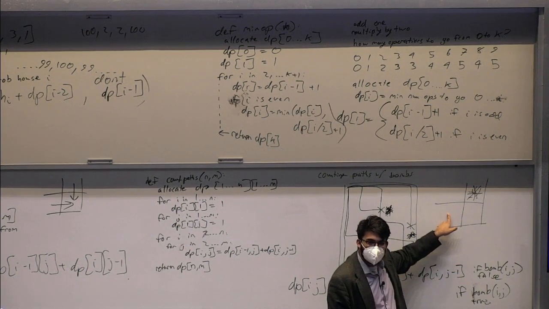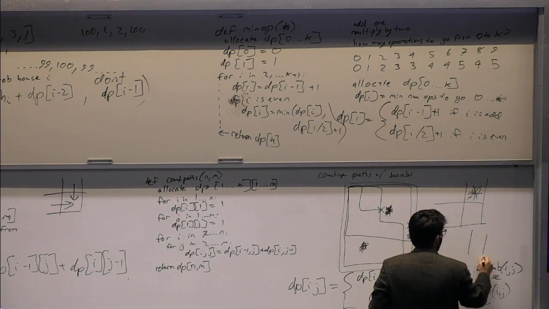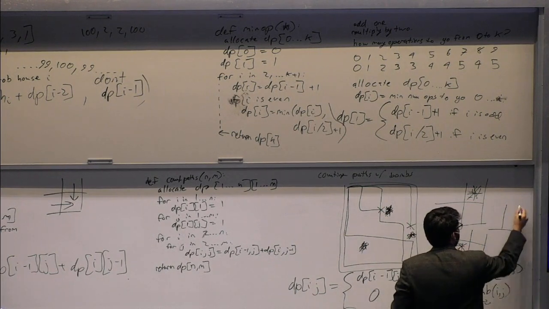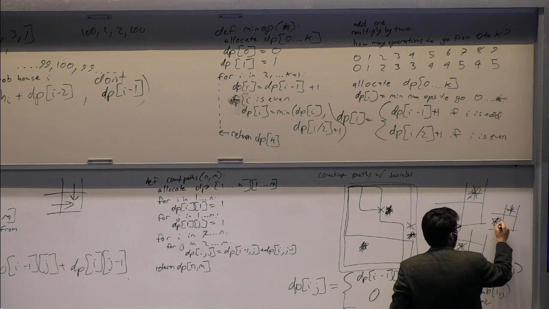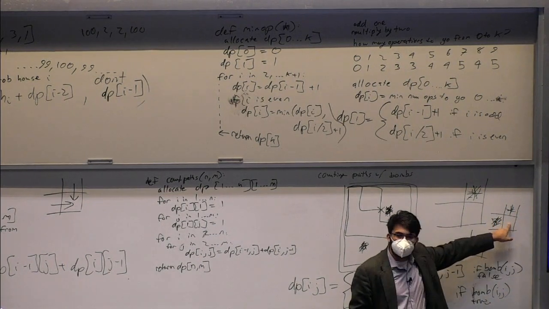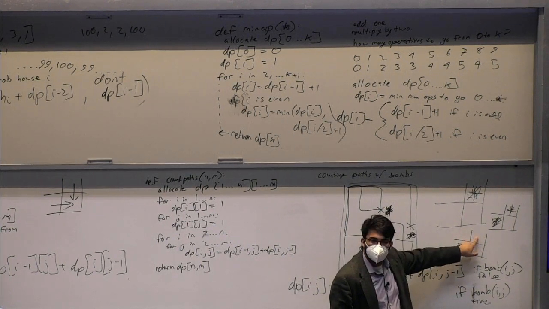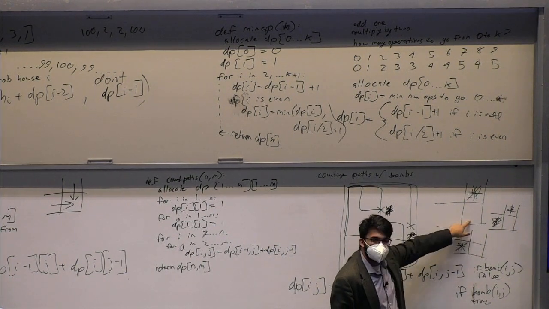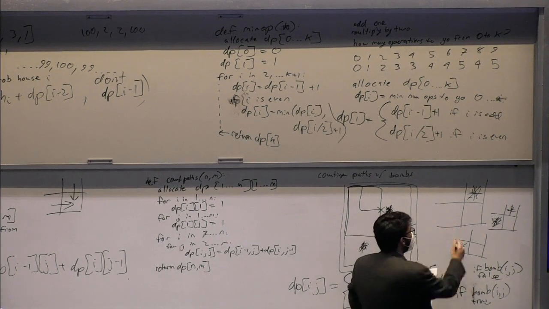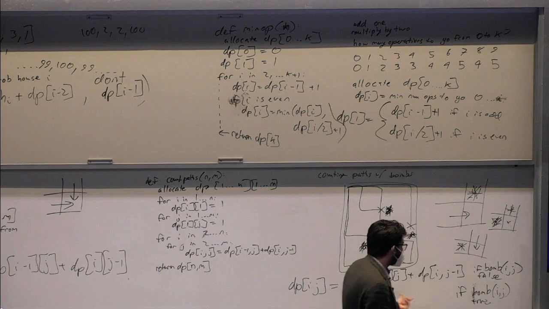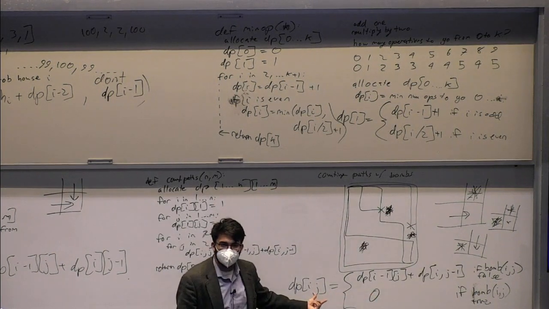And you could break this up into cases if you wanted to. The cases are something like this. Here's a bomb. Something like this, right? If you have something like this, the number of ways to reach this square is going to be 0. If you have something like this, the number of ways to reach this square is going to be this one. If you have something like this, the number of ways to reach this square is going to be this one, right? But this recurrence captures that identically. Do we agree?